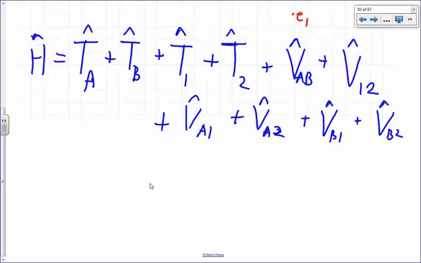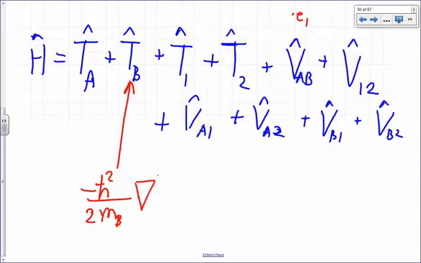Okay, so let's see. What would be the expression for T hat B? Negative h bar squared over 2 times the mass of B, which is just the mass of the nucleus, right? Mass of B times del squared for B.